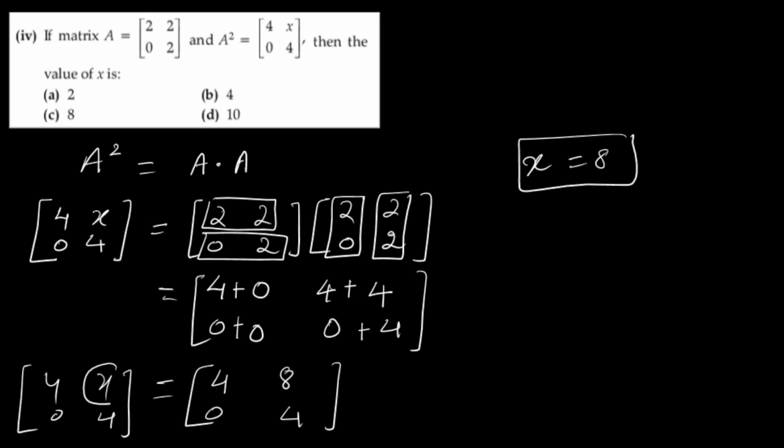Here x is the second element of the first row, and here also the second element of the first row is equal to 8. So x is equal to 8. Option C.